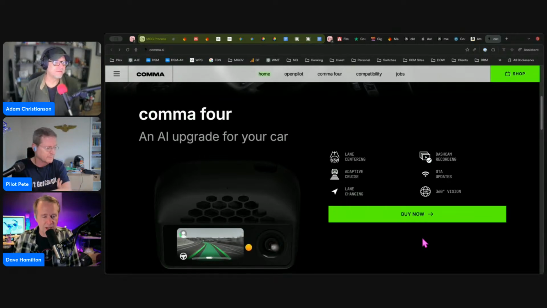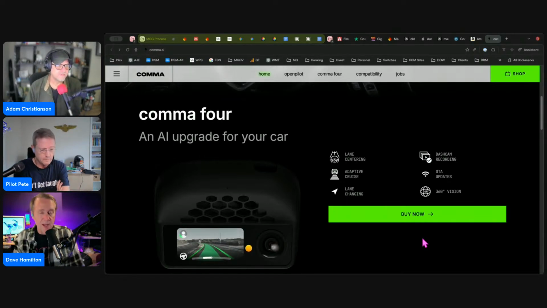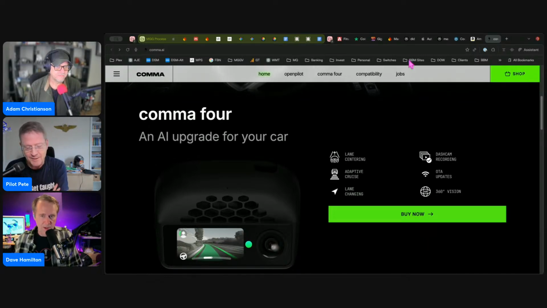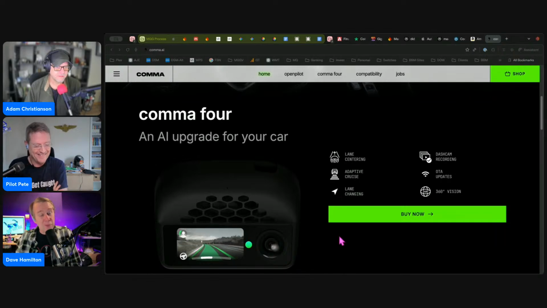But the lane centering and adaptive cruise, like you said, these would have to tap into the car's existing systems and sensors. Like if the car doesn't have any kind of lane assist. So you're saying my 92 Saturn probably isn't going to work, Pete.